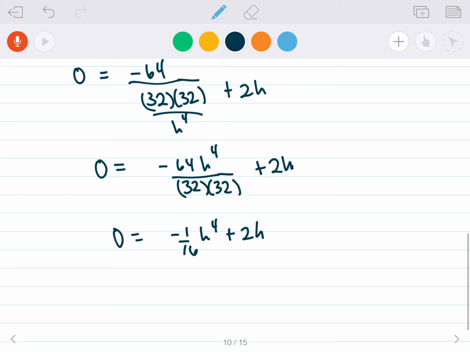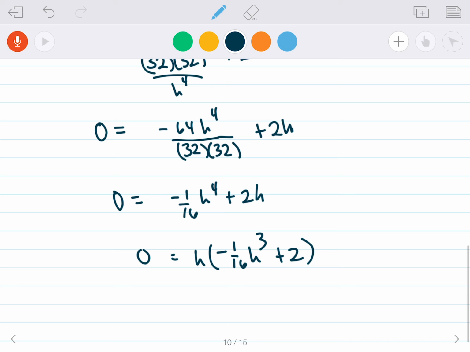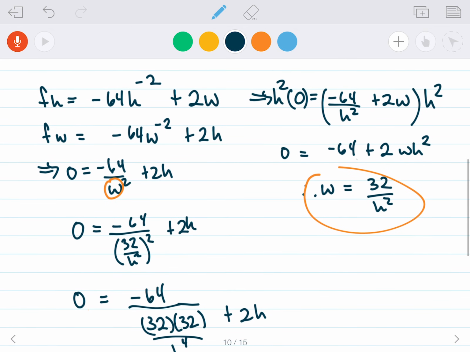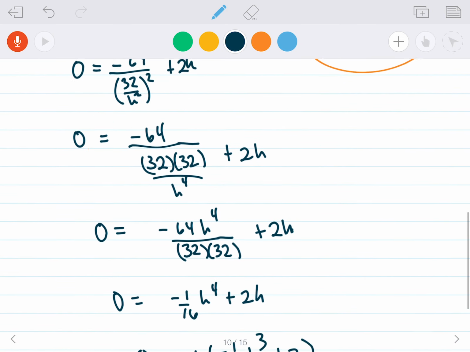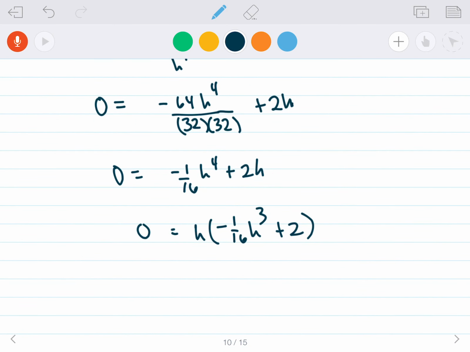Alright, factoring out an h, I get h times negative 1 over 16, h to the 3rd plus 2, and now I can set each of these factors equal to 0. H equals 0 is the trivial case where our box doesn't exist, right? When we plug in 0 for h, we don't have a height of a box, so that's not going to be our answer here, because we're talking about a real world context.